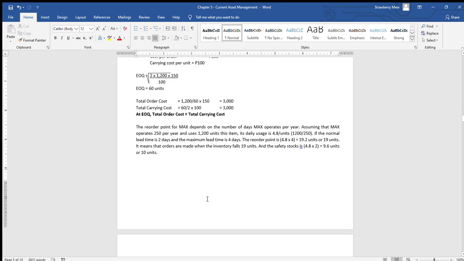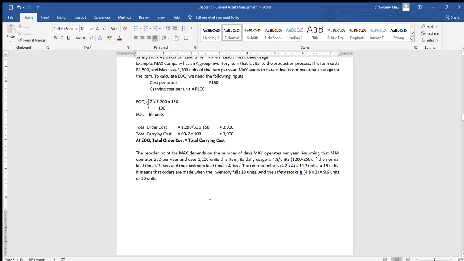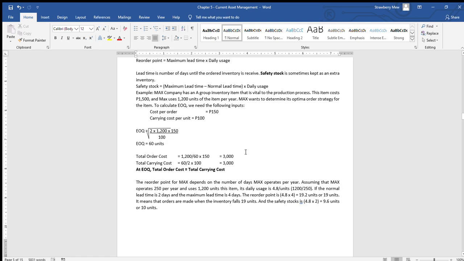Okay, so that is the inventory management. Okay, so for the sake of discussion, the safety stock is just 4 days less 2 days, which is 2 days, right? 2 days times 4.8 is 9.6. Okay, so 9.6 units or 10 units yung safety stock natin. Okay? So yun.